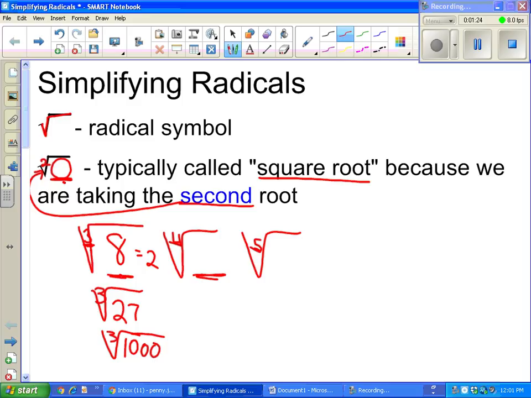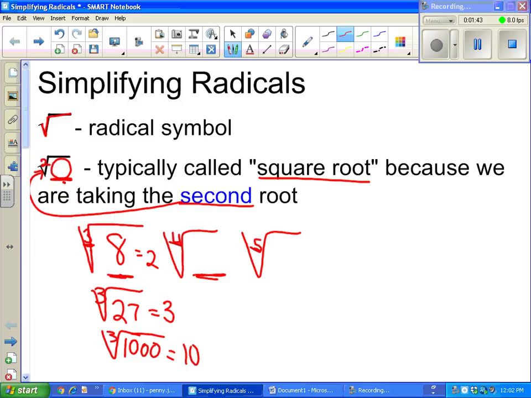That answer would be 2. The third root of 27, what number times itself 3 times is 27? That would be 3. 3 times 3 times 3 is 27. What number times itself 3 times is 1,000? That's 10. 10 times 10 times 10. So if you can take the third root, you can also take the fourth root, the fifth root, and etc.